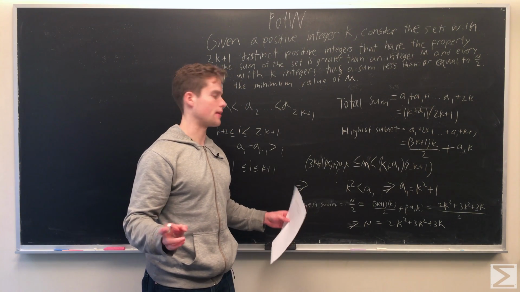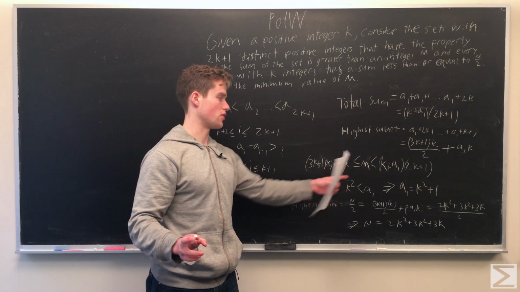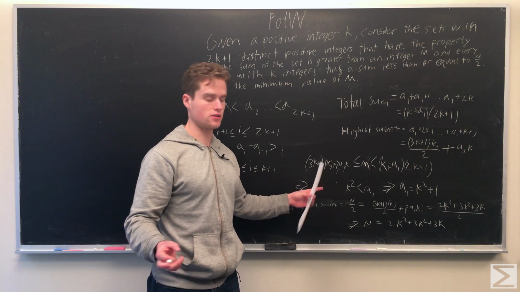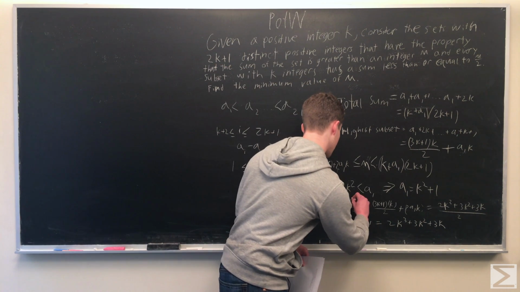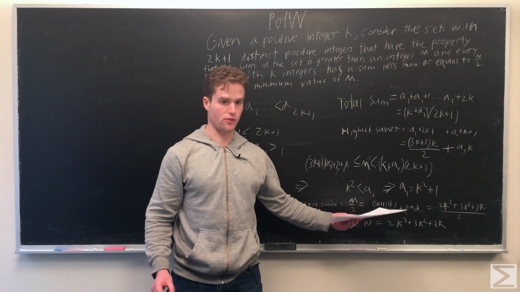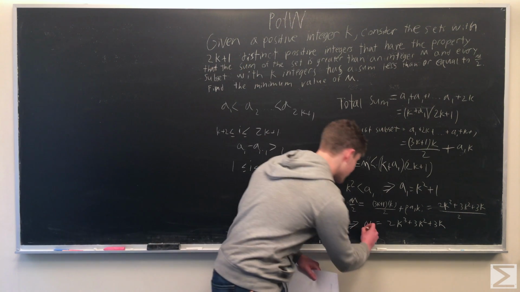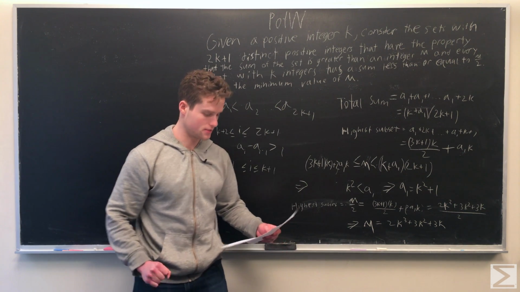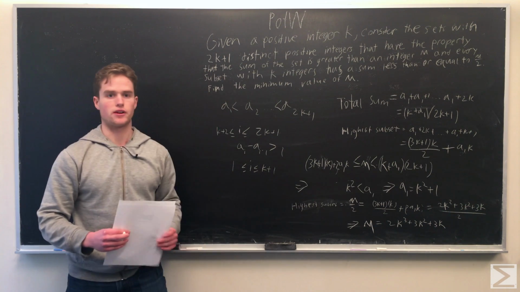Okay, so we're going to calculate, I misspoke earlier. What we want to calculate is the highest subset. And so when we minimize m, we'll just set m equal to the highest subset. And we know a1, so calculating the highest subset sum, which is m over 2, we get 2k cubed plus 3k squared plus 3k over 2. Multiplying by 2, we get our final answer, which is m equals 2k cubed plus 3k squared plus 3k. And that is our final solution.